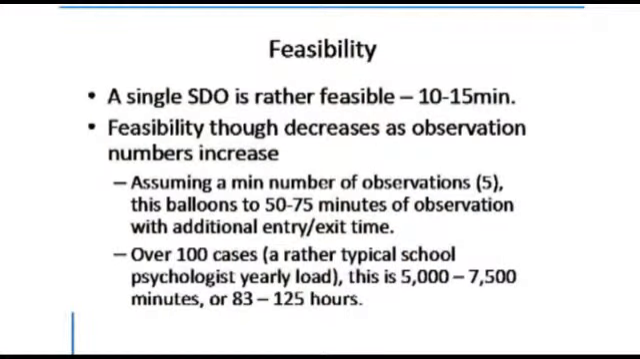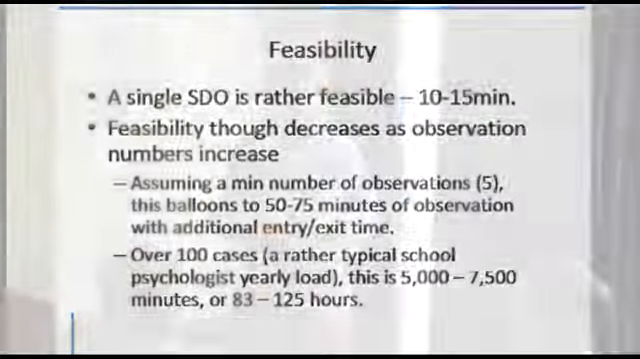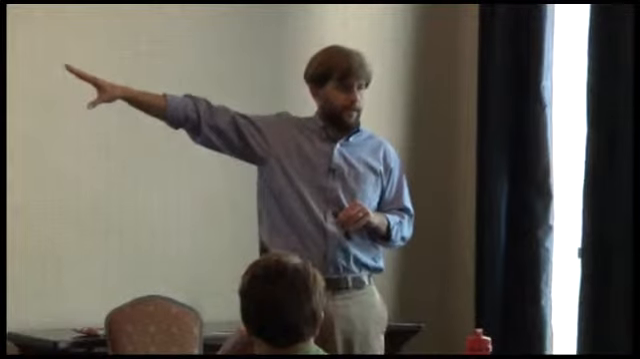Okay, but even at 10 minutes, if we say we just need 5 data points per kid, if you start playing with the math, you're talking about 50 to 75 minutes. If you got 100 cases, you start talking about 80 to 125 hours of assessment. That's for 5 lousy data points on each case. That's nothing. 5 data points gives you baseline data. You're going to have to add another 10 or 15 data points per case to actually monitor progress, right?